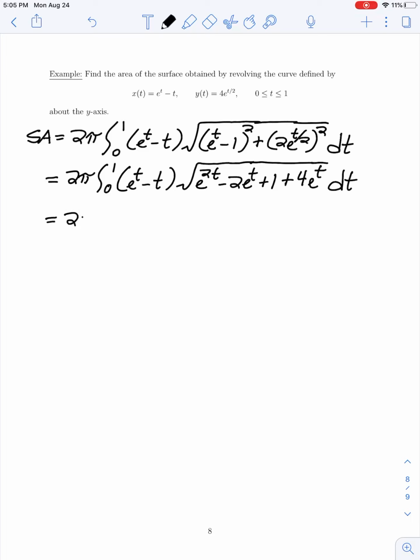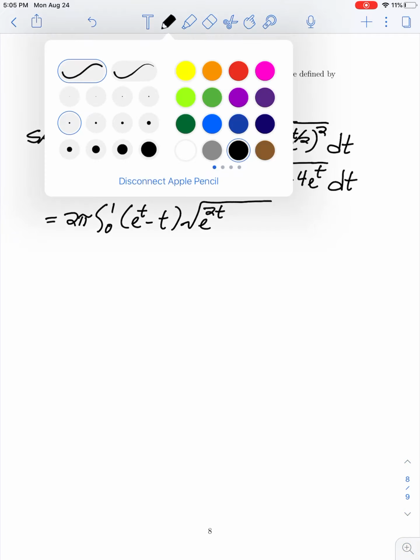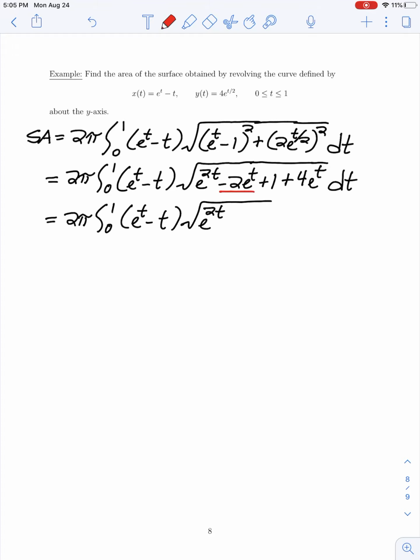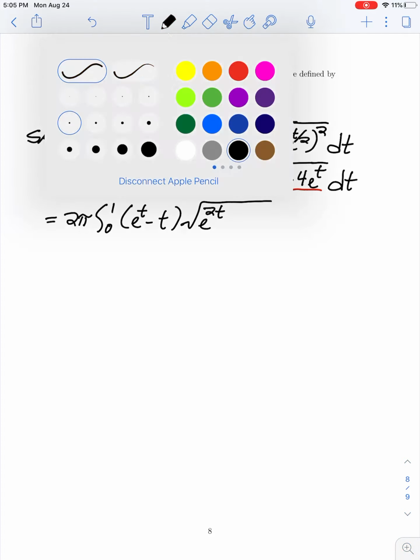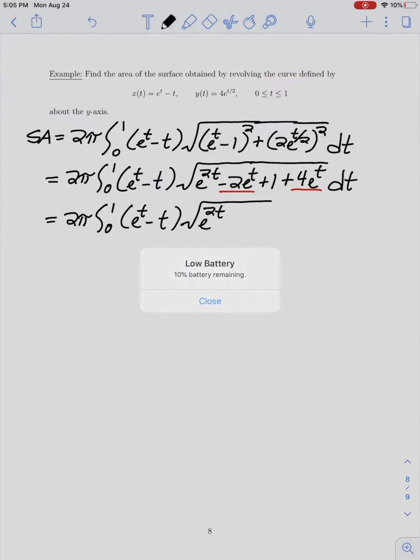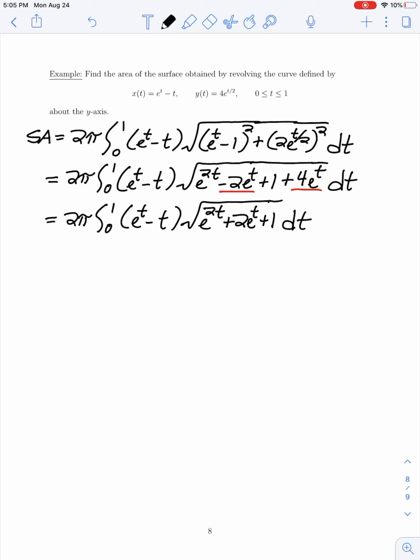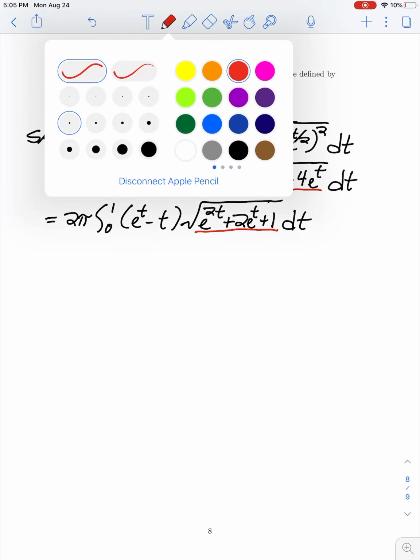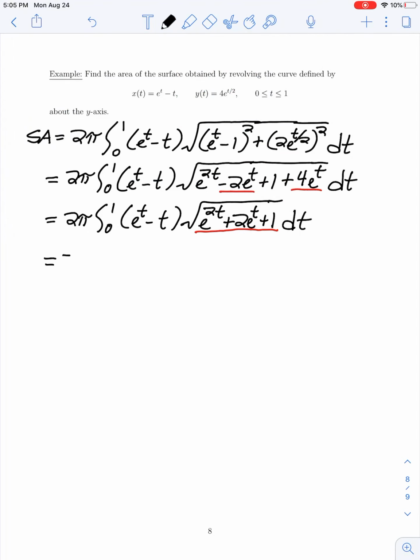So we're left with 2 pi times the integral from 0 to 1 of e to the t minus t times the square root of e to the 2t, then we had a minus 2e to the t plus 4e to the t, which leaves us with a positive 2e to the t plus 1 dt. And now this expression under the radical can be factored. Let's see how it factors.